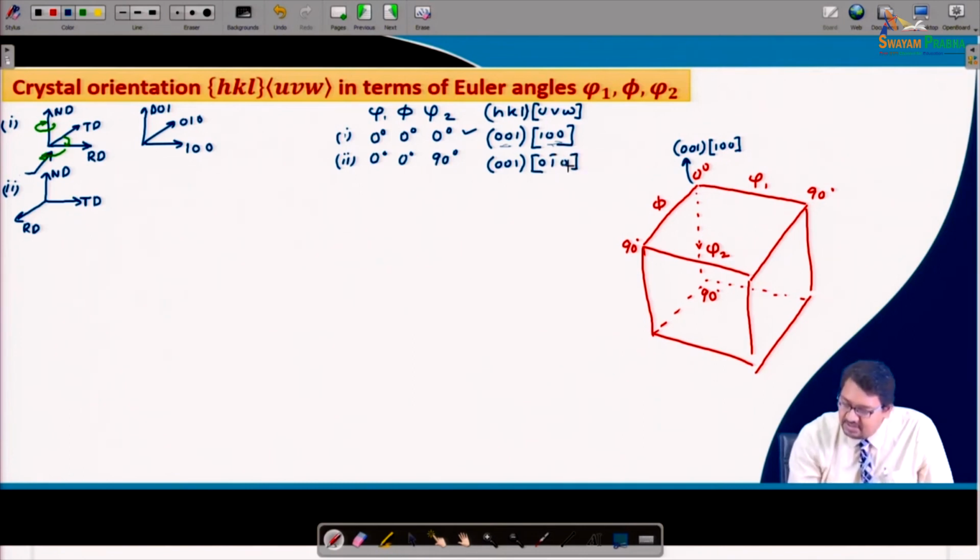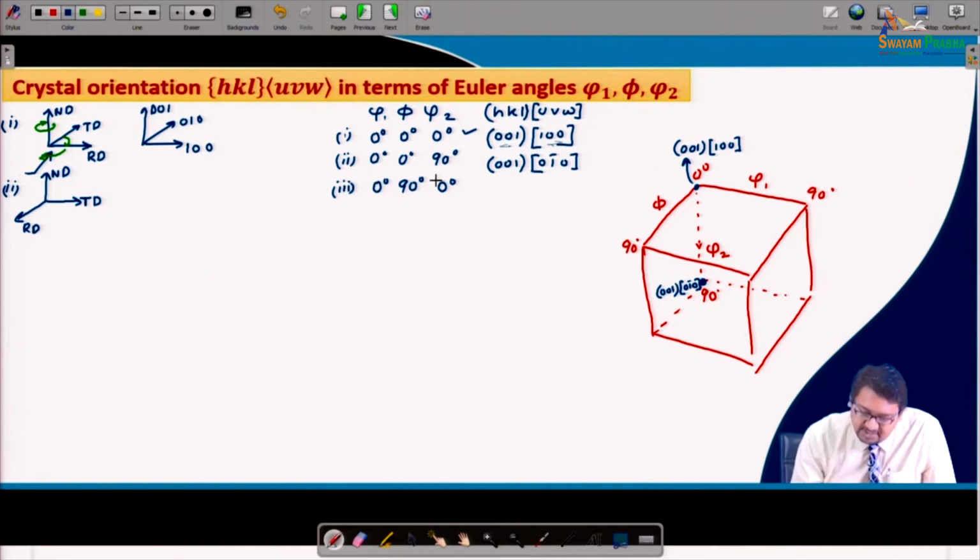So, let us show the position of the second position. Okay. So, here 0 0 0 is shown by this position in the Euler space, and 0 0 90 degree, that is phi 1 is 0, phi is 0 and phi 2 equal to 90 degree, can be shown by this position, and this position is basically 0 0 1 0 1 bar 0. So, we have traced two Euler crystal orientations in the Euler space. Let us trace the third one, and what is the third one? Let us take 0 degree, 90 degree and 0 degree.